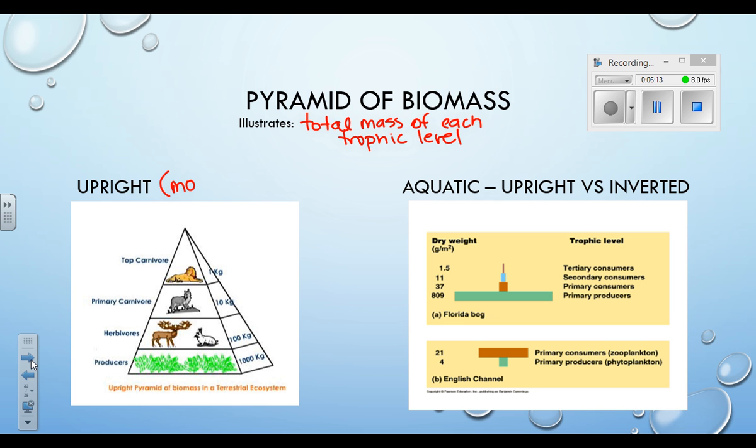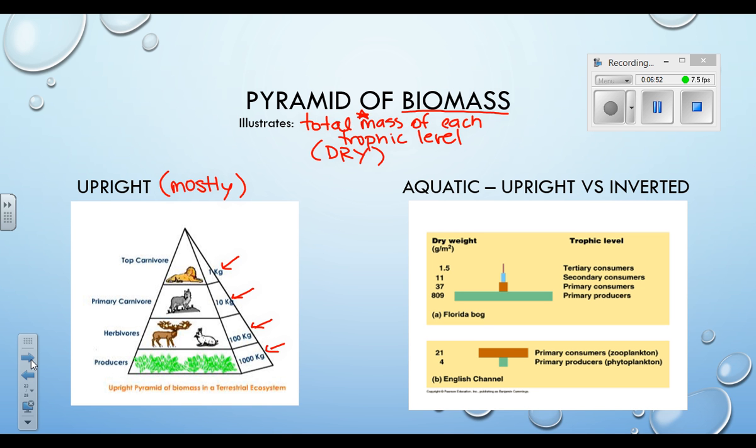Most of the time, you will see an upright pyramid of biomass. In my example here, I go from 1,000 to 100 to 10 to 1. And you might ask yourself, hey, does a lion really weigh 1 kilogram? That seems very unrealistic. When we take the mass, because we're calling it biomass, we're considering the dry mass of an organism without water, because water will mess things up. And so that's why those numbers maybe look a little bit silly.